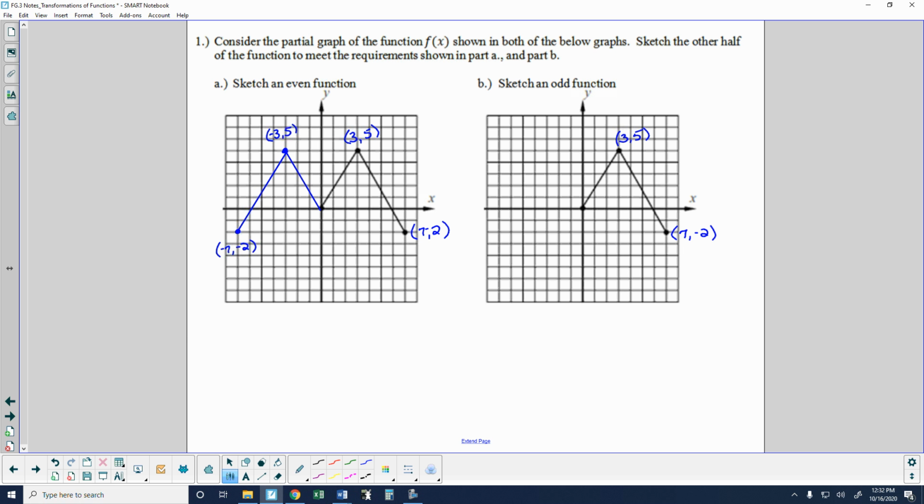So what does that do to the points? If I switch the positivity or negativity of the x coordinate, I have to do the same for the y. So positive 3, positive 5 should have a point, negative 3, negative 5, to be an odd function. If I change the x, I also must change the sign of the y. Let me count that again. I need to bump that down a line. Let's try this again. 1, 2, 3, 4, 5. There we go. Negative 3, negative 5.